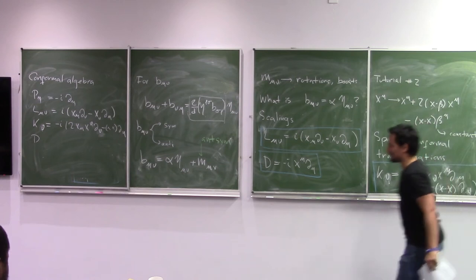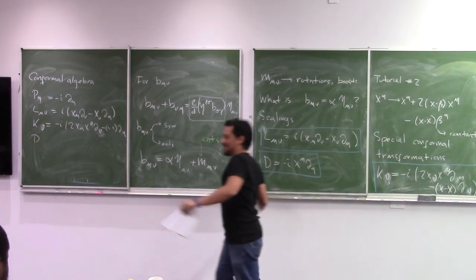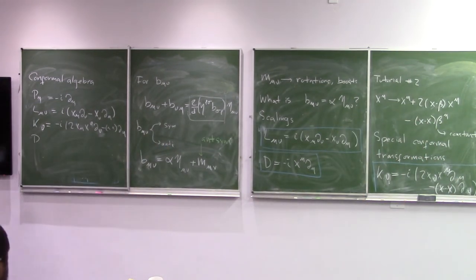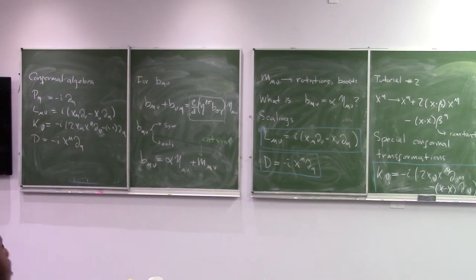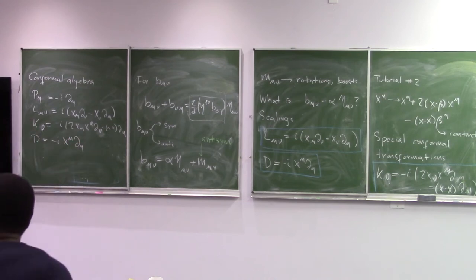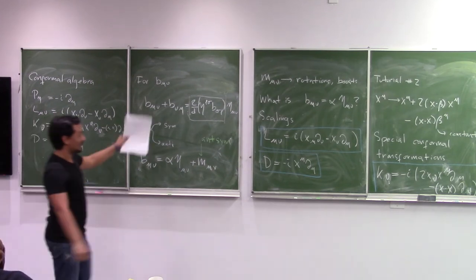Is the tangent because I'm stupid. I need extra verification. Okay. Cool. And this guy, the last guy, it's minus i x mu. So this is the conformal algebra, and this is going to be our friend from now on.